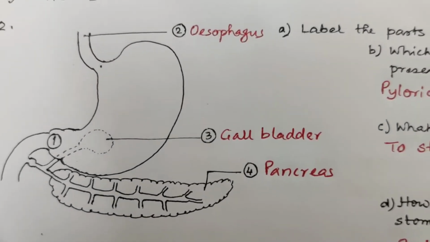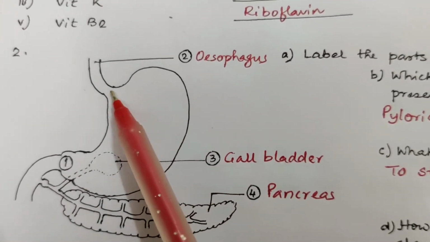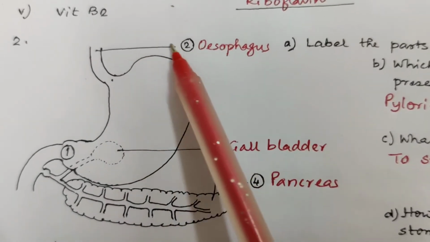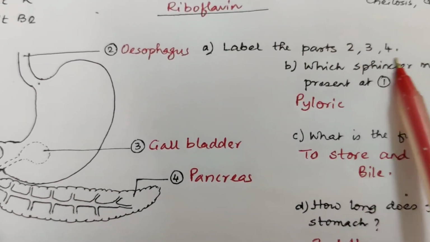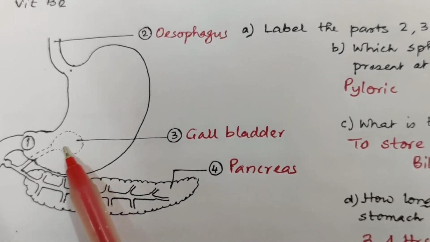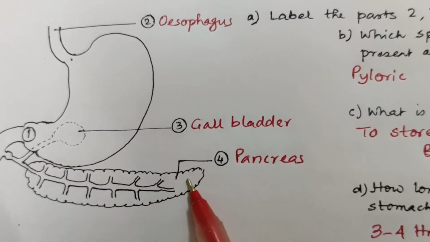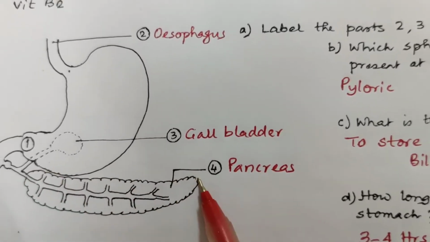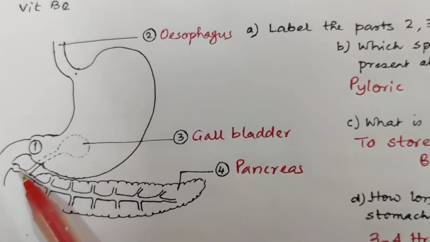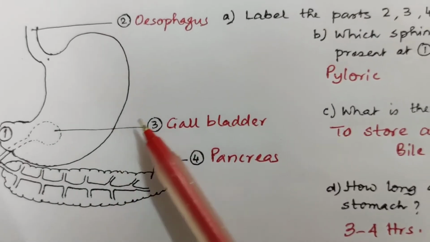In the second question, you see the figure of the stomach. This whole thing from here to here is the stomach. Now this is the esophagus. You have to label the parts 2, 3 and 4. 2 is esophagus, 3 is the gallbladder over here, and 4 is the pancreas, this one. Below the stomach lies the pancreas. It is attached to the duodenum. Okay, just check the figure once again.